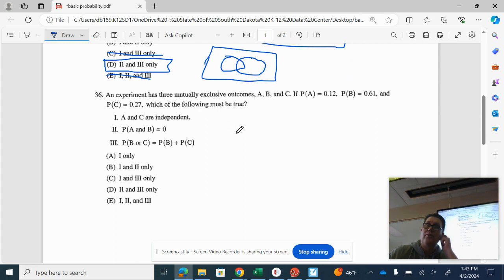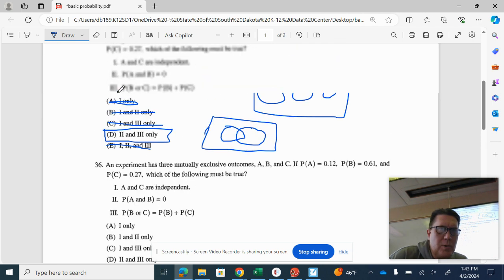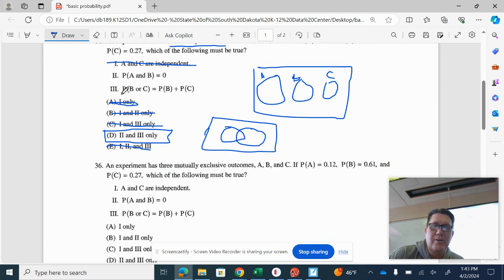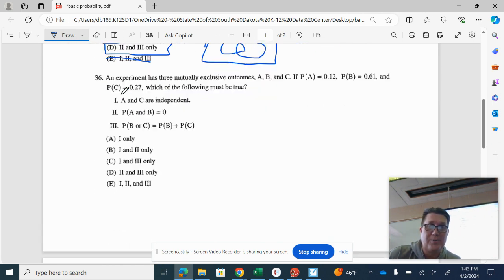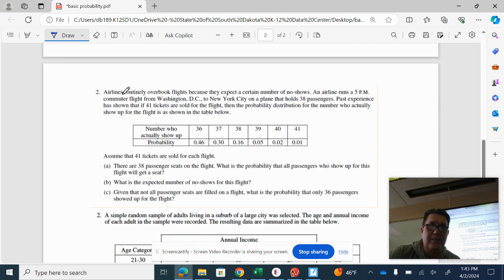Okay, so now this question, it was numbered 36 on some AP test. An experiment has 3 mutually exclusive outcomes, A, B, and C. That's the same question. I thought it was a different one, so apparently I got the same question on there. We're not going to do the same one twice. All right, so let's jump to number 2.